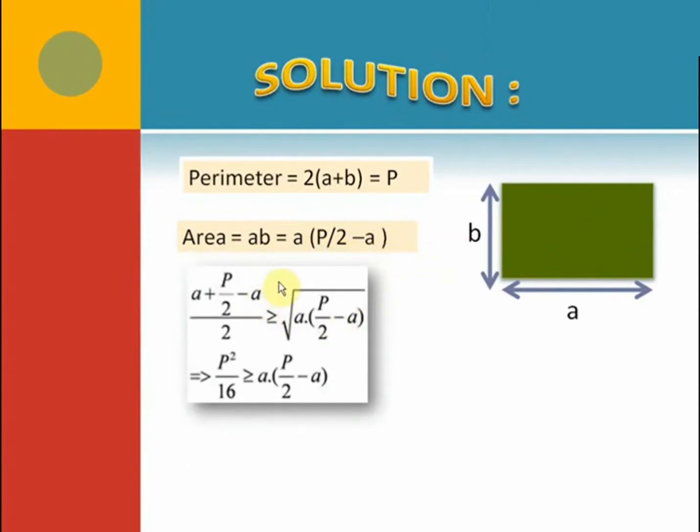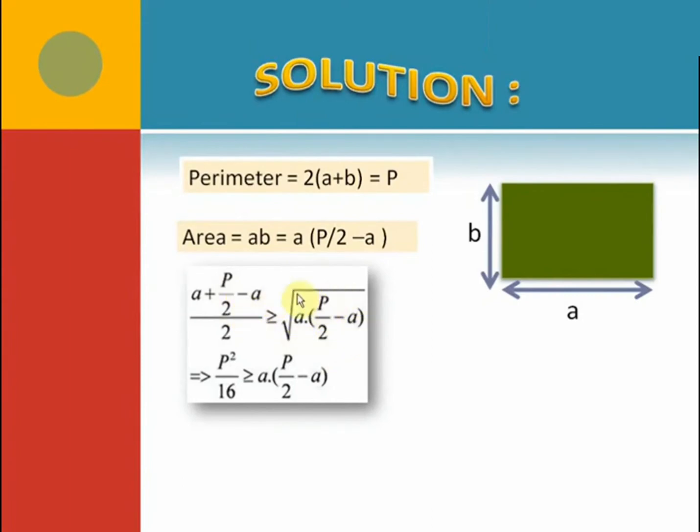Now we know that AM is greater or equal to GM. Now we take two numbers A and P by 2 minus A. Therefore A plus P by 2 minus A divided by 2 should be greater or equal to under root of A into P by 2 minus A. This is AM greater or equal to GM. Here we see that A and A get cancelled. This becomes P by 4 greater or equal to under root of A into P by 2 minus A.